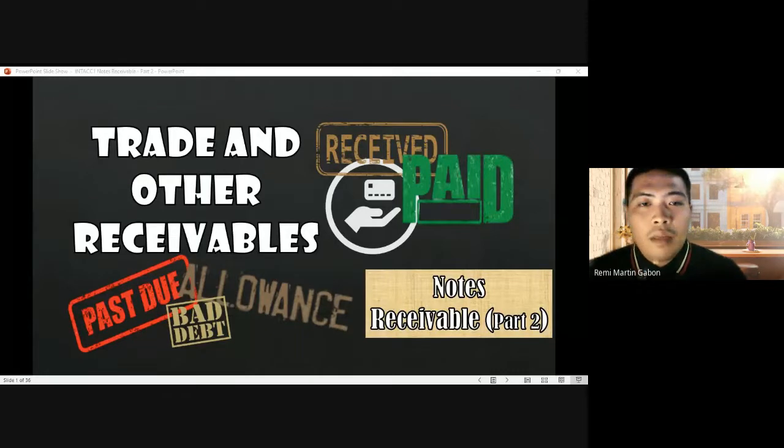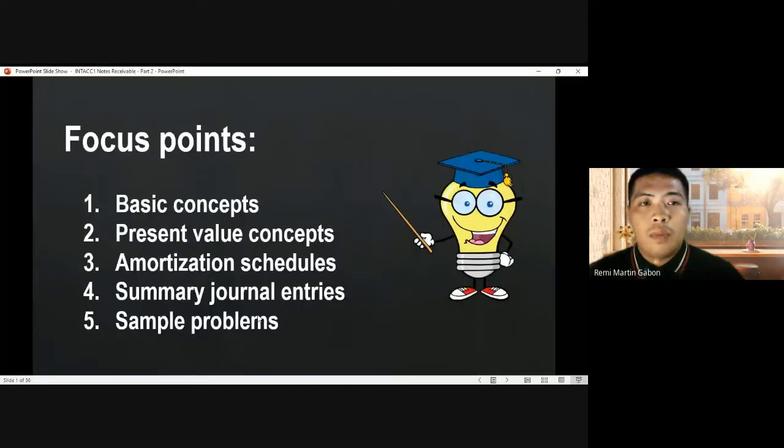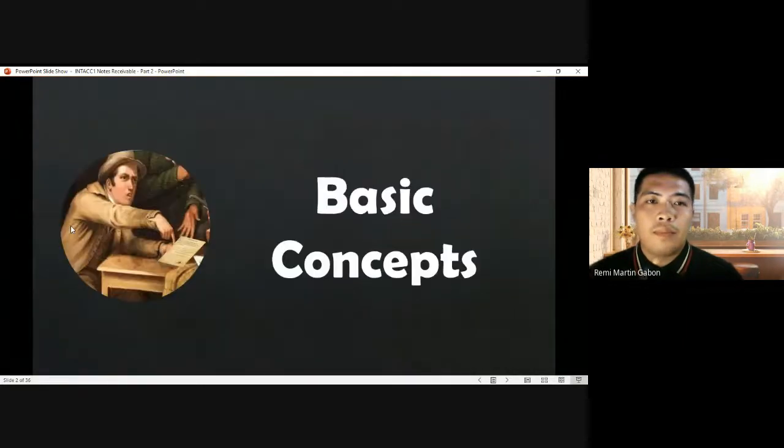Okay. So, notes receivable, part 2. We are to discuss the non-interest bearing notes receivable. So, for our focus points or objectives for this discussion, we'll discuss the basic concepts for non-interest bearing notes receivable, incorporate the present value concept, then the amortization schedules. In fact, I have already introduced to you amortization schedules yesterday, but we'll discuss a little different format. The summary journal entries and, of course, sample problems.